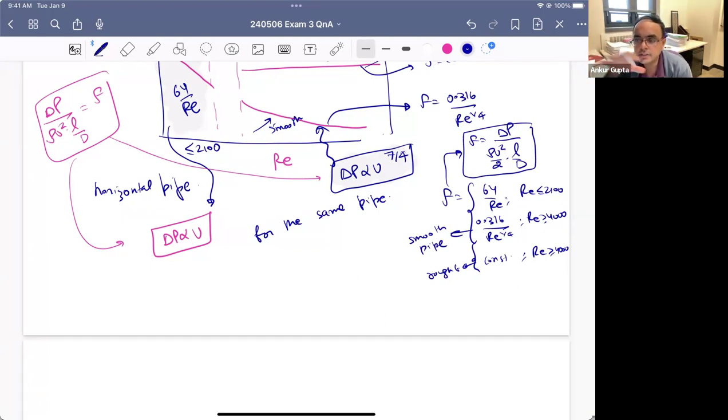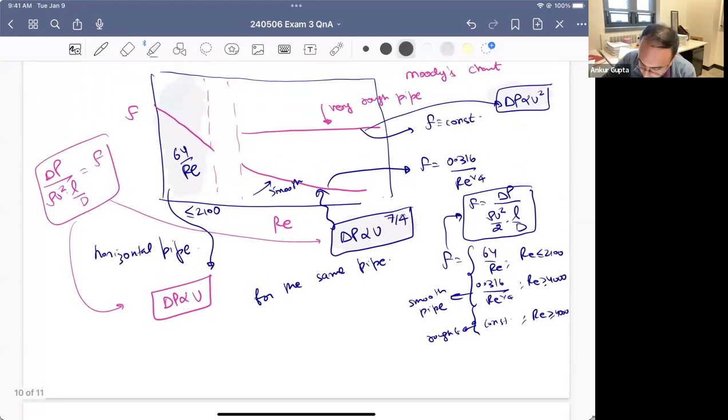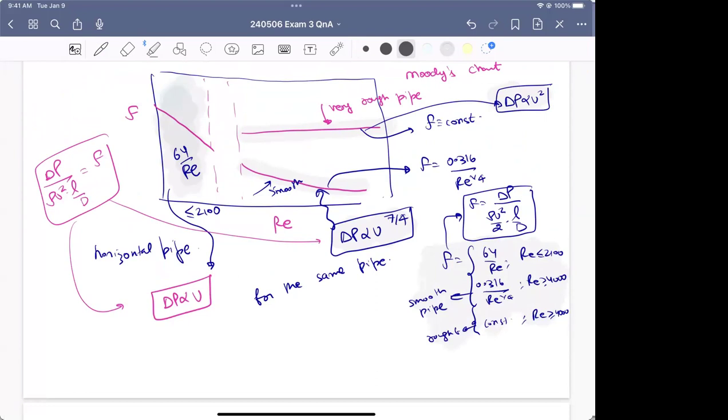So to read the Moody's chart, if it is given to you, you really just want to make sure you are reading it carefully and seeing that this is 1 by Reynolds number, this is constant, and this is this dependence. But you can also keep it in this form in your notes if that helps. Thank you. Yes.